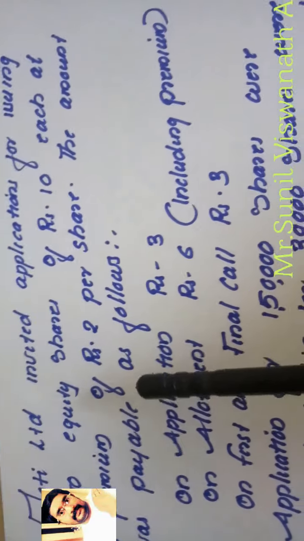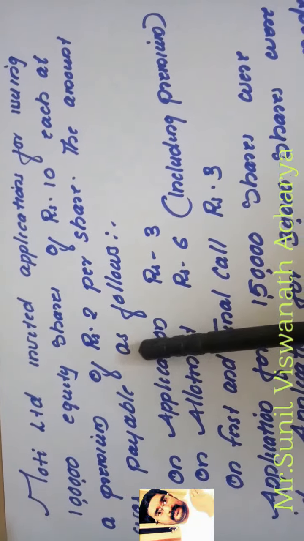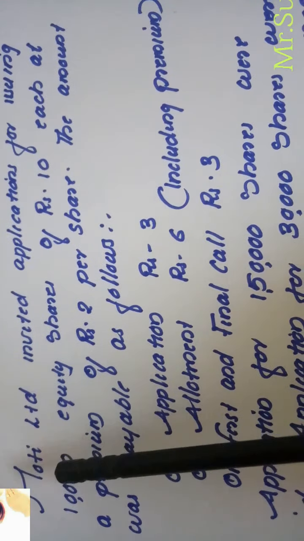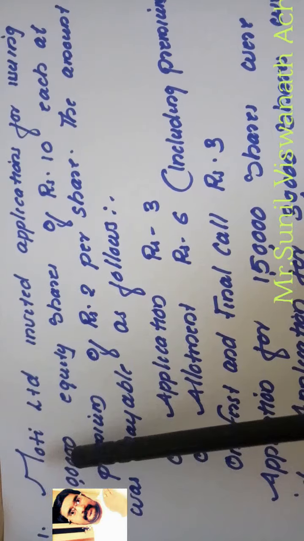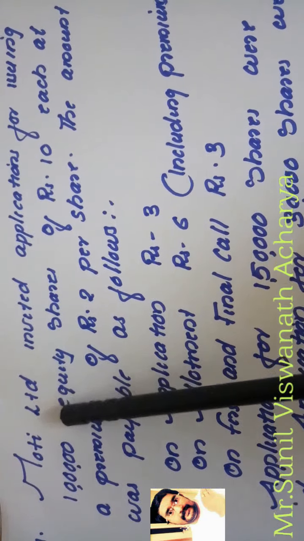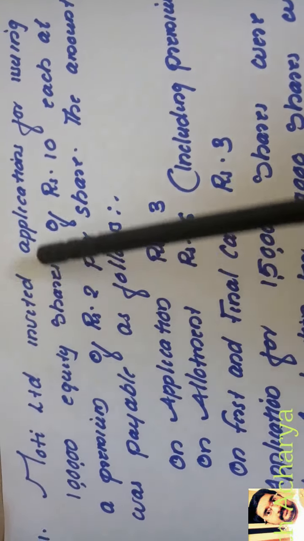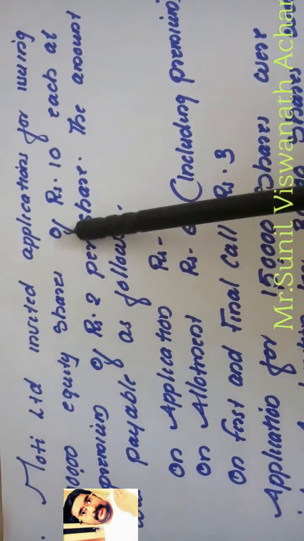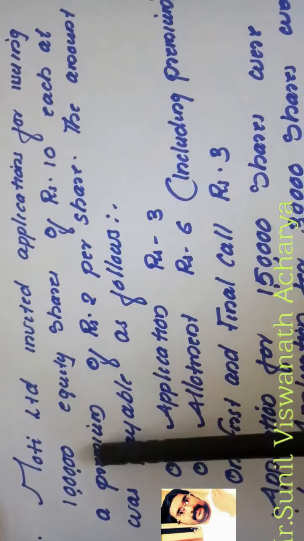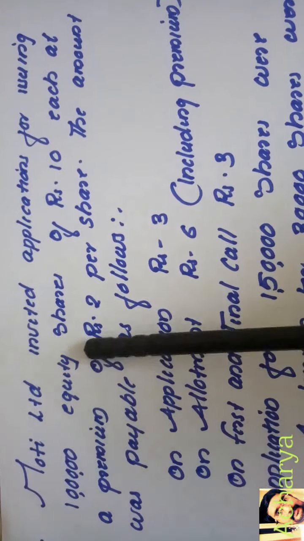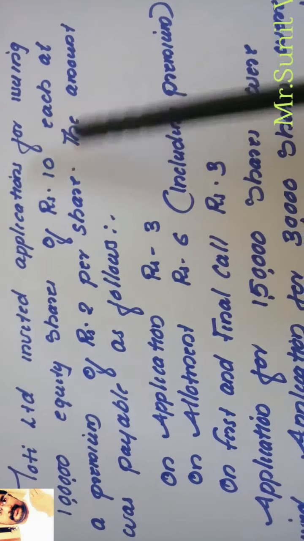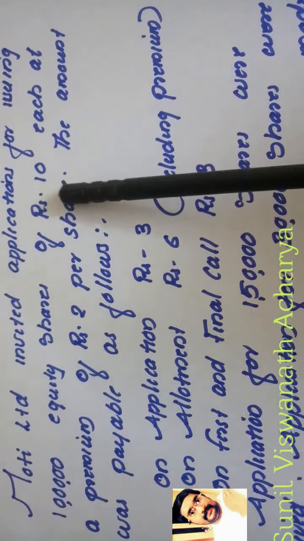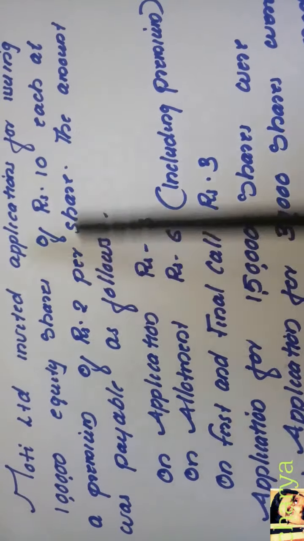Dear students, today we can take another example of accounting of shares. So we see the question: Moti Limited invited applications for issuing 1 lakh equity shares of rupees 10 each. That means the company is issuing 1 lakh shares, face value is 10, at a premium of rupees 2 per share. So they are issuing at 12 rupees because the premium is 2 rupees.